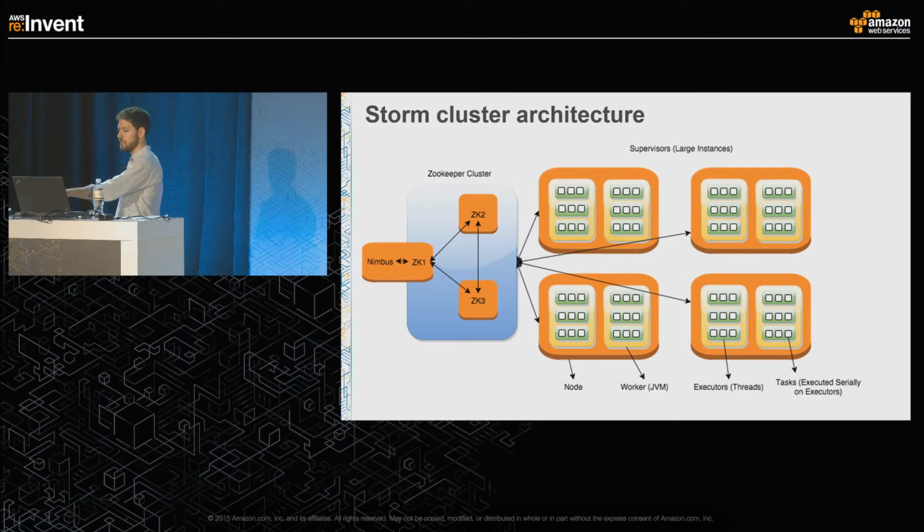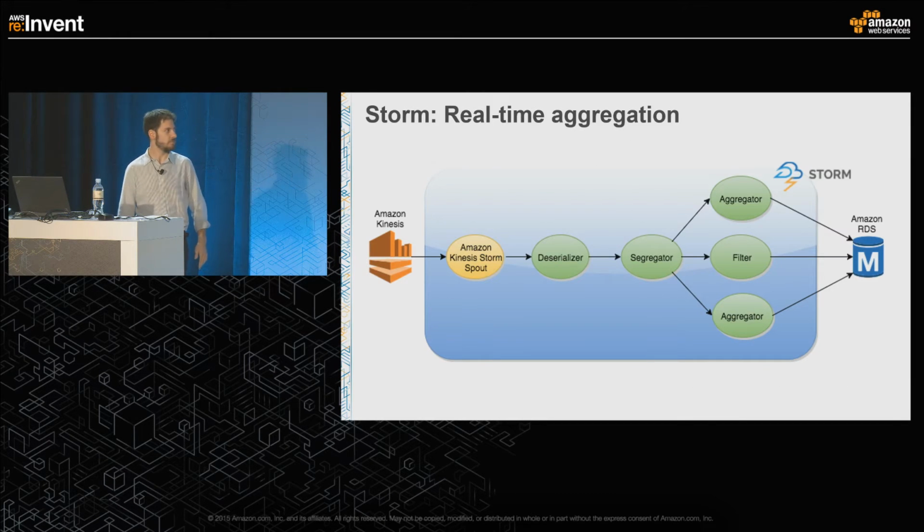So the Zookeepers are tracking state on these supervisors. Typically, those are going to be large instances. They have some number of workers, which are JVMs. The default is 4. We have reason to think that it's better to use fewer of those, at least in our use case. And then sitting on each of those workers, you have some arbitrary number of executors, which are threads. And then on each of those executors, you have some arbitrary number of tasks, which are executed serially on those executors.